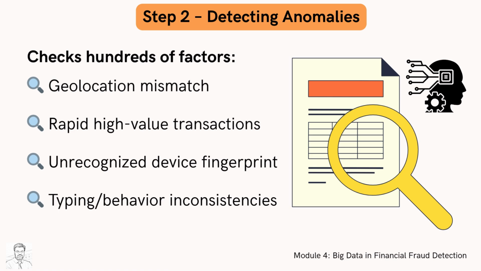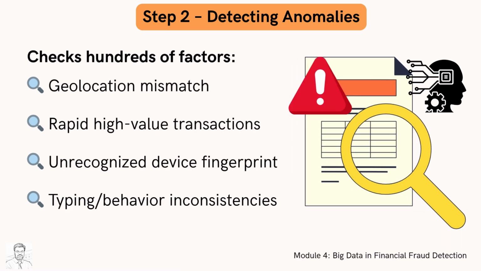Step 2, detecting anomalies in your behavior. Now, fraud isn't always obvious. That's why machine learning doesn't just check one thing. It looks at hundreds of factors to decide if a transaction is normal or suspicious. For example, geolocation. Are you buying from your usual location? Purchase speed. Are multiple high-value transactions happening in seconds? Is this purchase coming from your phone or a hacker's device? Behavior analysis. Are you typing like you normally do? If something doesn't match up, the system immediately flags it.